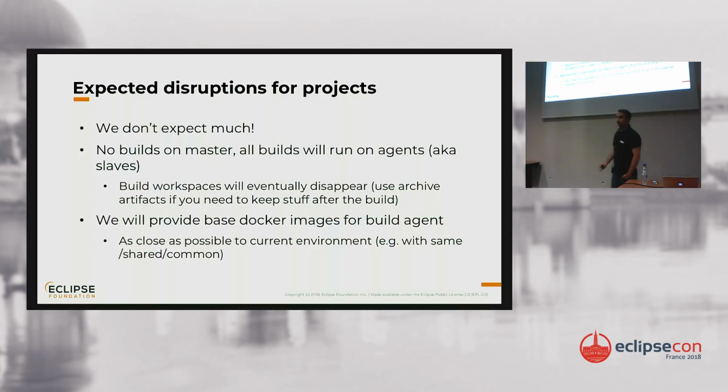So what are the expected disruptions for projects? Actually, not much. We don't expect much. The only thing that you will have to remember is that now we are embracing the best practices. Nothing will run on masters anymore. You won't have any executors on the master. Everything will run on agents. So if you were used to digging into the .jenkins path or stuff like that to try to work around some limitation, it won't be possible anymore. Everything will run on agents.